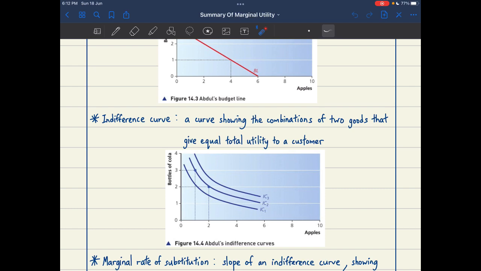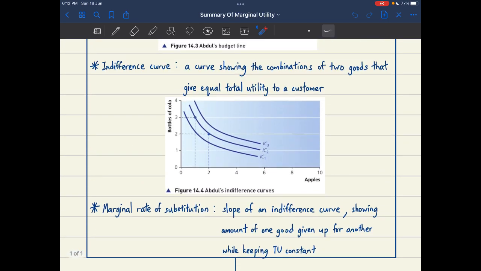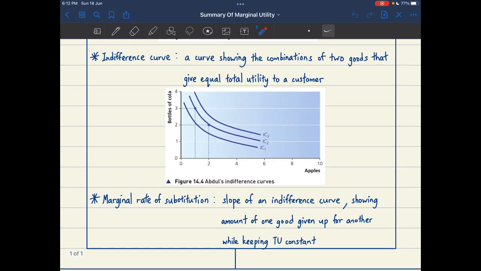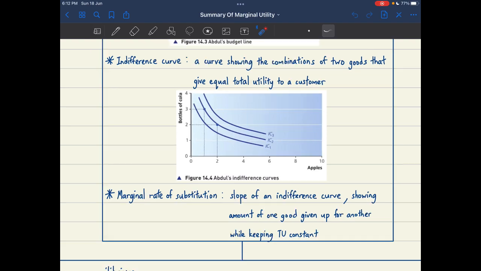So if we go down here, before we continue on, let's look at marginal rate of substitution. Marginal rate of substitution would be the slope of an indifference curve. So showing the amount of good given up for another good while keeping Q constant. Let's say this slope would be a marginal rate of substitution. So I were to substitute, let's say one good for two goods, for example, but then I want to make sure that my total utility is constant. This is possible by using your IC curve or your indifference curve alongside your budget line, which I want to mention just now, we will see later.